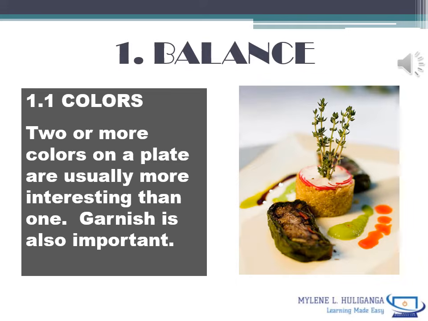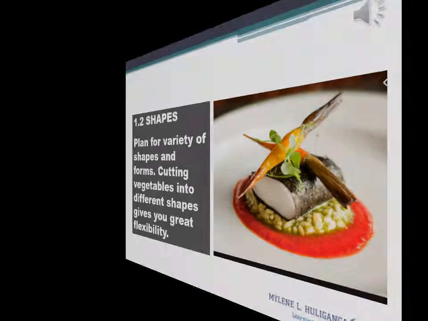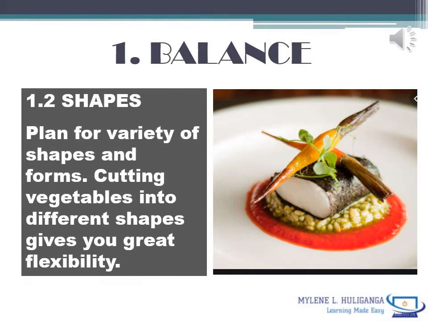For the balance in colors, two or more colors on a plate are usually more interesting than one. Garnish is also important. For the balance in shape, plan for a variety of shapes and forms. Cutting vegetables into different shapes gives you great flexibility.